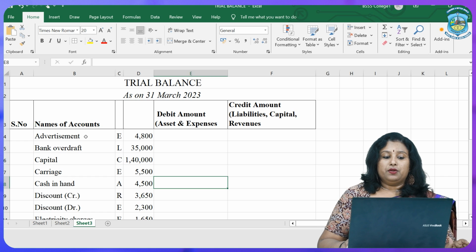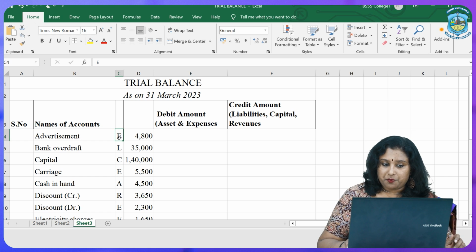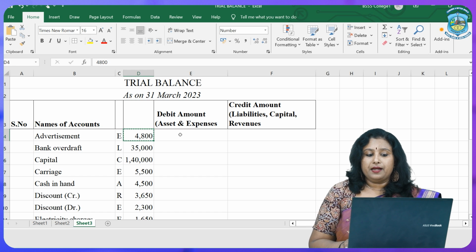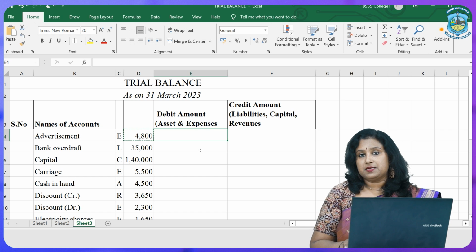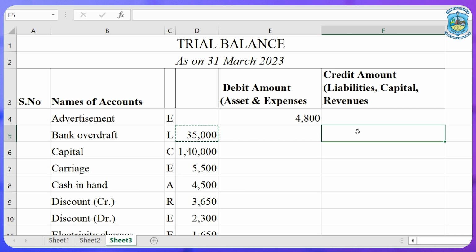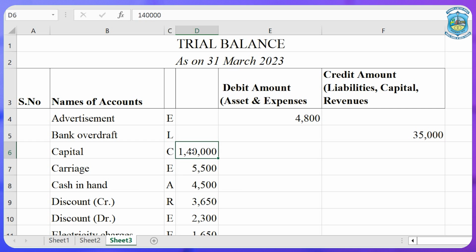So, as we all know that since advertisement is an expense, thus its amount will be recorded in the debit side. Why? Because all the expenses are debited. So, here I am putting the expense amount in the debit column. Similarly, bank overdraft is a liability and all liabilities have a credit balance. Therefore, I will take the amount to the credit side. That is it. All the liabilities, as I said, are to be credited. Fine. So, this amount has to be taken in the credit side.